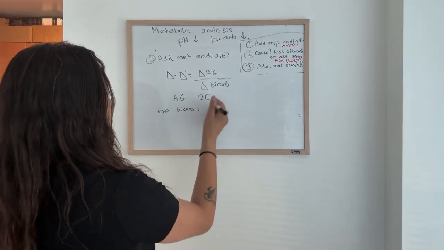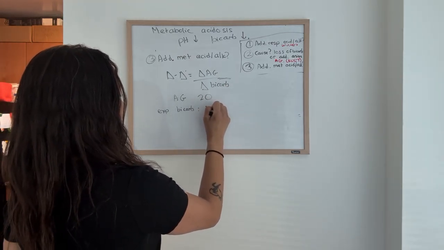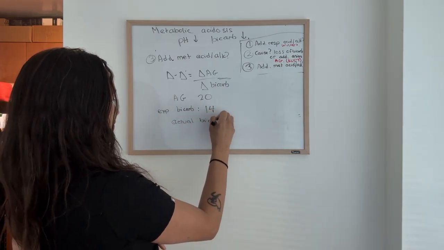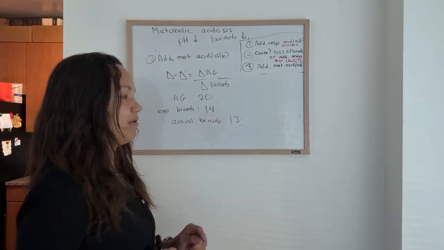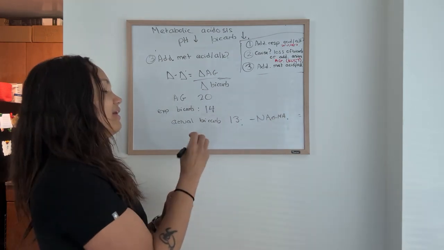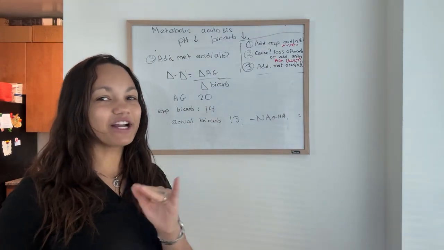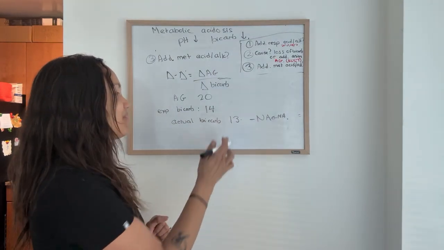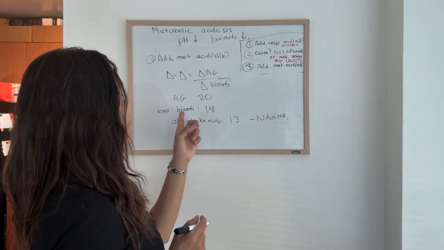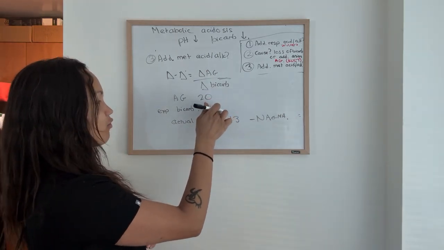So expected bicarb here: gap went up by 10, so bicarb went down by 10, so it's about 14. If your actual bicarb is 13, that's an additional normal anion-gap metabolic acidosis, since it's lower than you expected. There's additional acidosis. If it's at 15, that doesn't automatically mean it's a metabolic alkalosis. Your bicarb can be a little higher than expected. How much higher? Specifically, half that change in your gap. So here, your expected bicarb is 14 to half that change in the gap, so 14 to 19.